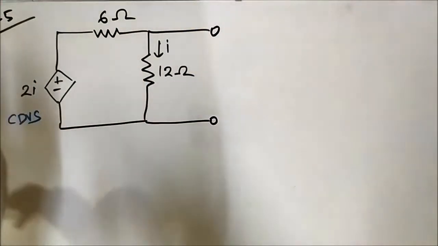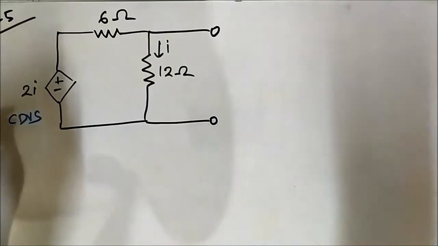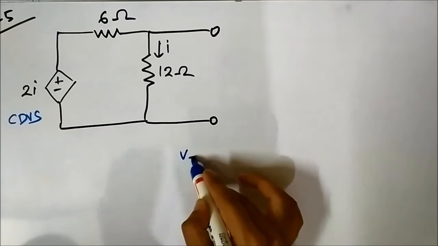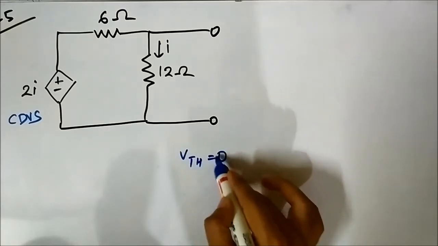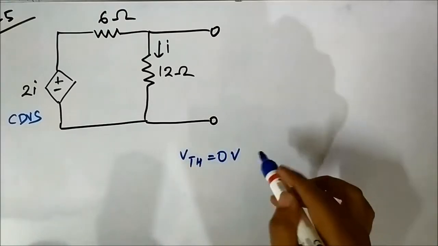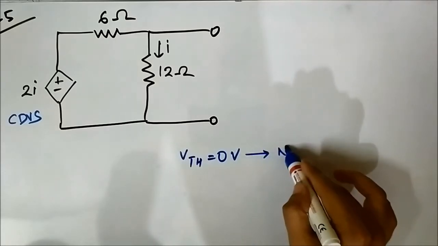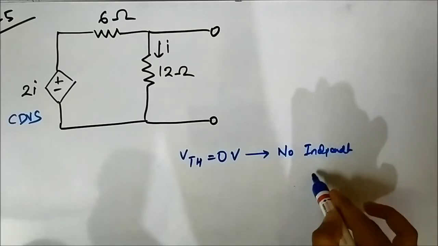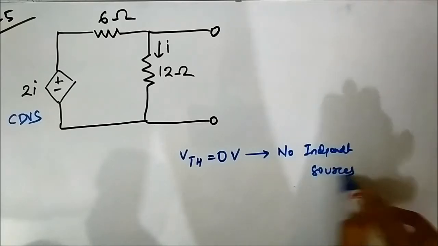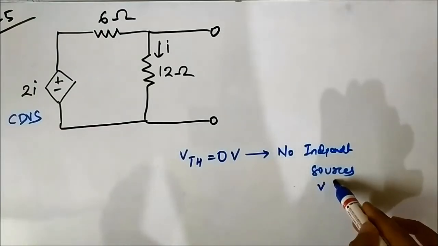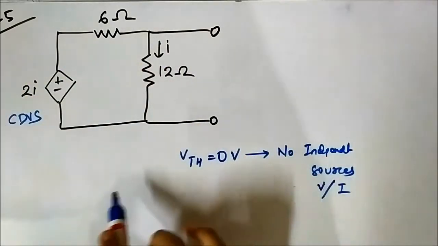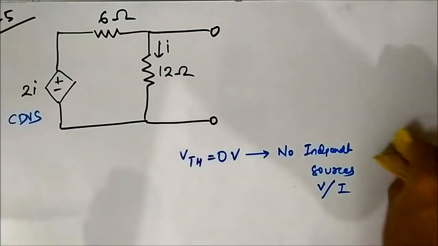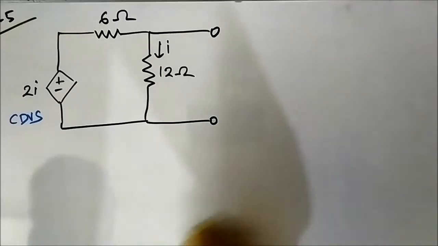So like we did in all the circuits in which there were no independent sources present, VTH in this circuit is equal to 0 volt. Thevenin voltage is 0. Why? Because no independent sources are present, voltage or current, nothing is present, so VTH is equal to 0 volt. So now all we have to do is find RTH.